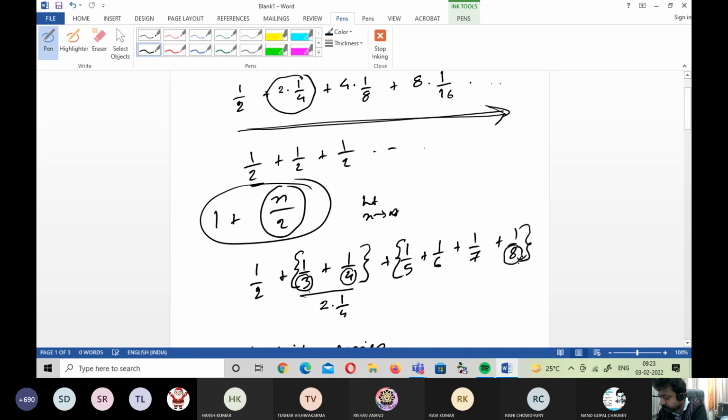Sir, how many terms we have to consider in a group? Yes, you can consider, na? Because every term is 1 by n, so you can consider groups of 2, 4, 8, 16 in this way.